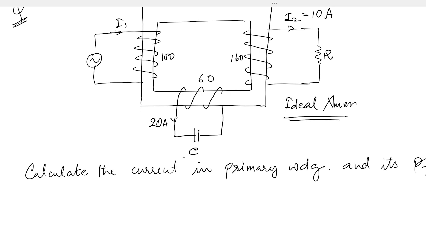So how would you do this? Again, N1 I1 is equal to N2 I2 plus N3 I3. Since the nature of the primary current will be no more resistive, it will have some power factor. Let us see what will be the power factor at the primary side.